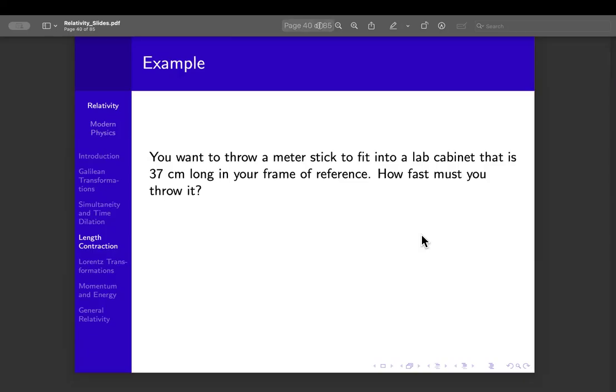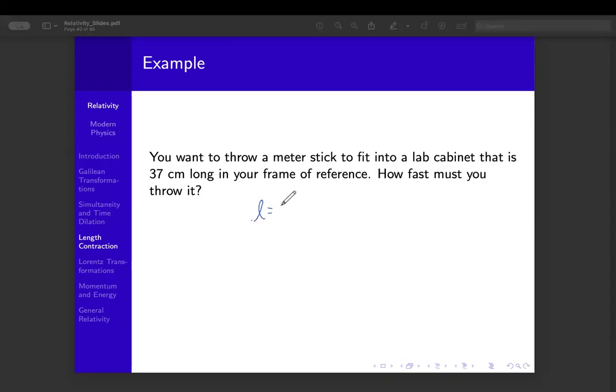Let's see this in an example. Let's say you throw a meter stick and you want to fit it into a lab cabinet that is 37 centimeters long in your frame of reference. How fast must you throw it? We know that the proper length of the meter stick is a meter, and we want the meter stick to be 37 centimeters long. So in this case, L should be 0.37, L0 should be 1, both in meters, and we want to find what u is equal to.